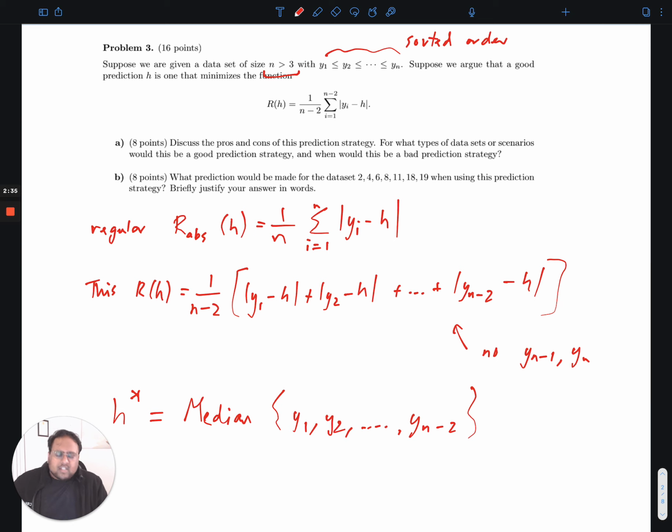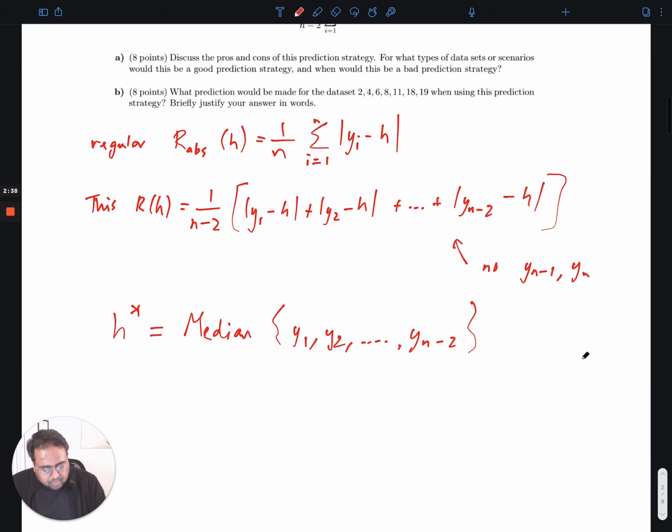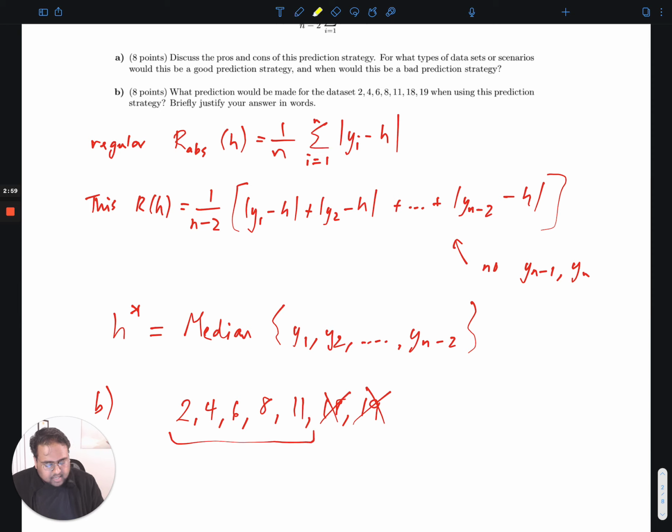It turns out it's actually easier to answer part B first, then we'll talk about part A. Part B asks what prediction would be made for the data set 2, 4, 6, 8, 11, 18, 19. Remember, we're getting rid of the largest 2 data points, which in this case are 18 and 19, and we're taking the median of what remains. The median here is 6. So for this data set, this prediction strategy would give us 6.